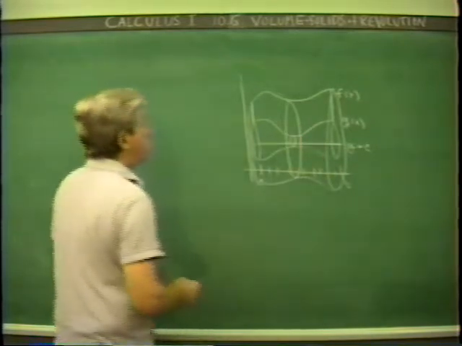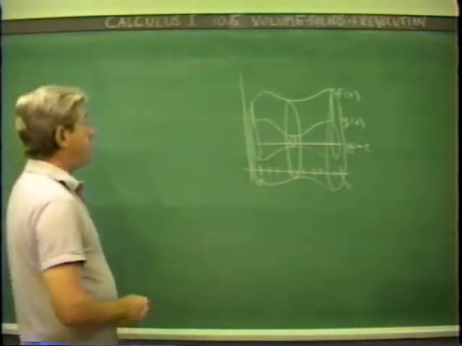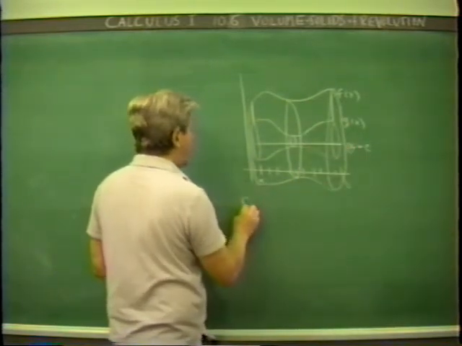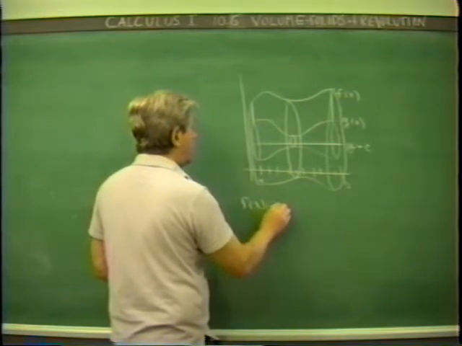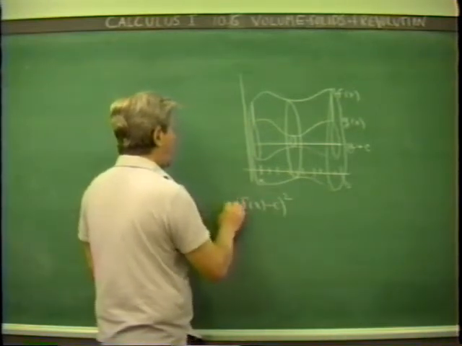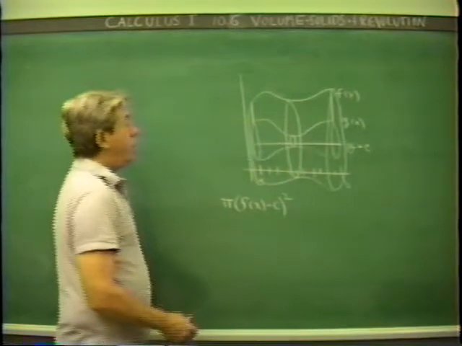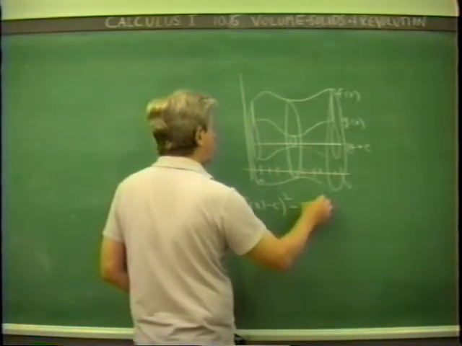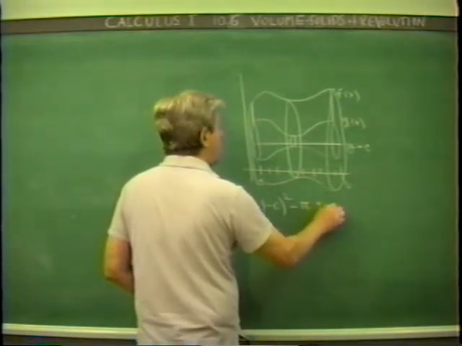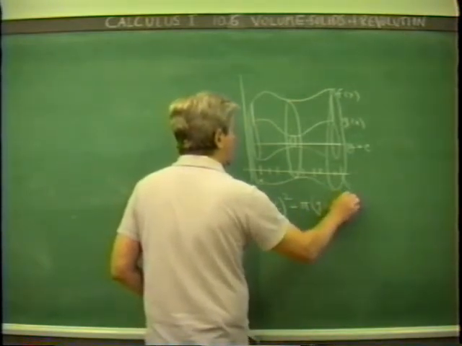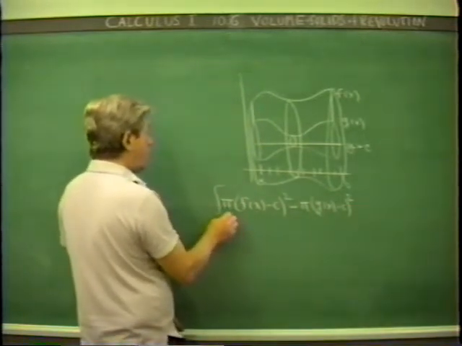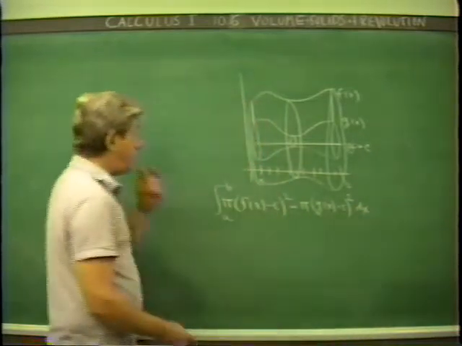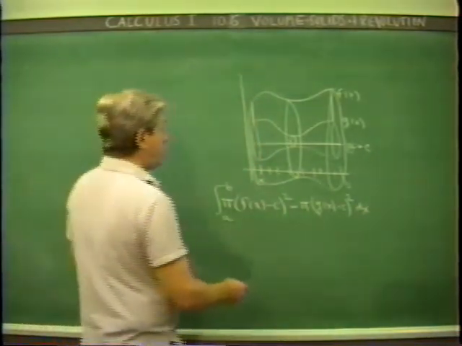the area consists of a sort of a washer or annulus shape with outside radius here. Since f of x is larger than c, the outside radius is f of x minus c. So if we square that and multiply that by pi, that'll give us the area of the outer circle. And now if we subtract the area of the hole, the area of the hole is going to be pi times g of x minus c squared. And now to find the resulting volume, we wish to integrate this from a to b with respect to x.